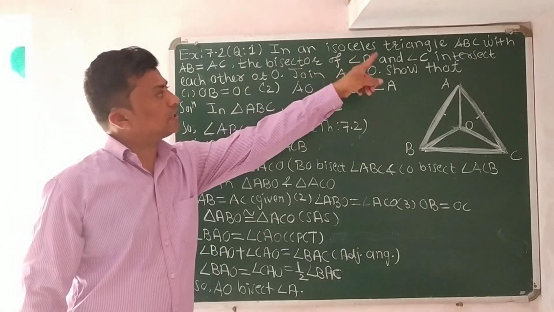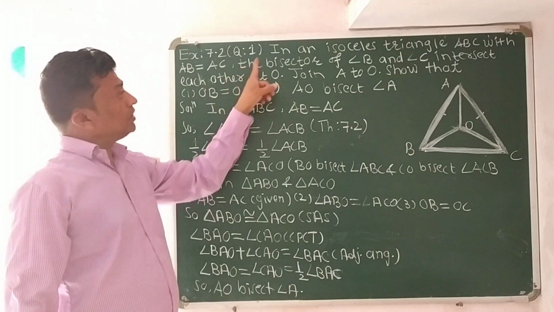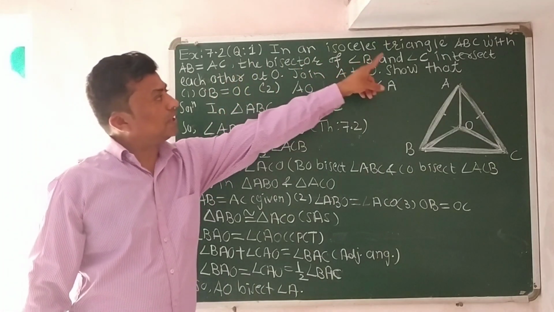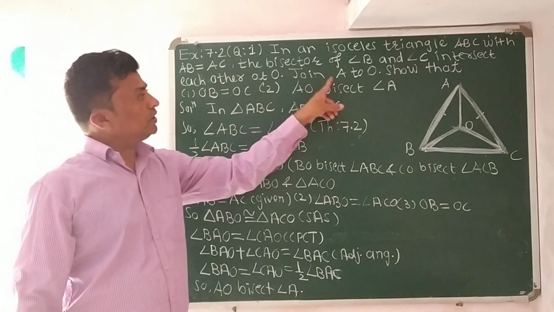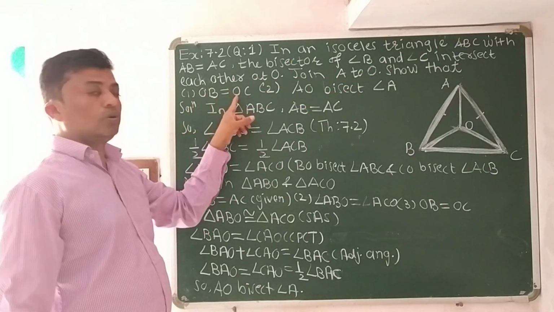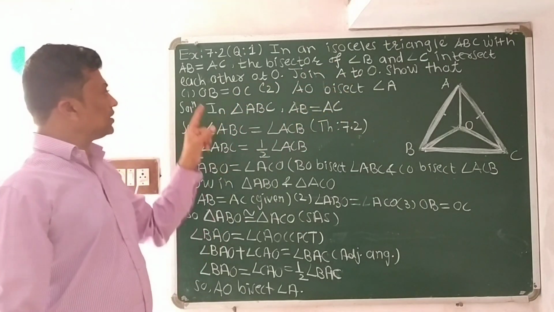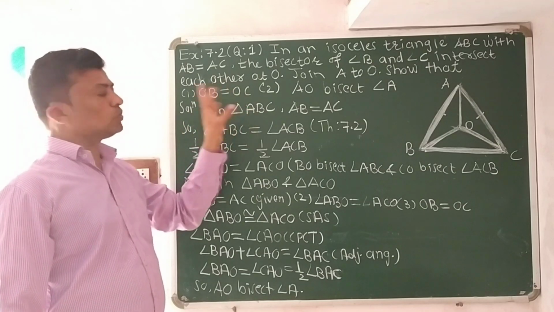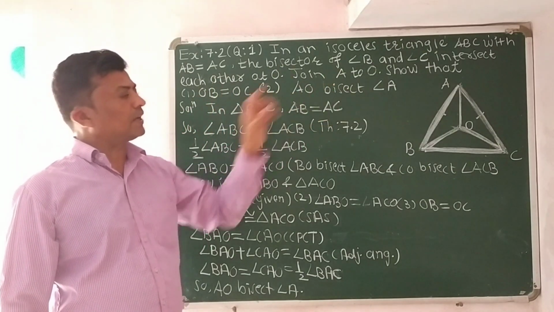In an isosceles triangle ABC with AB equal to AC, the bisectors of angle B and angle C intersect each other at O. Join A to O and show that first, OB is equal to OC, second, AO bisects angle A. So see children, first, OB is equal to OC, already we discussed. Now second, AO bisects angle A.